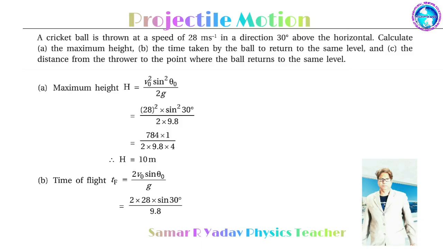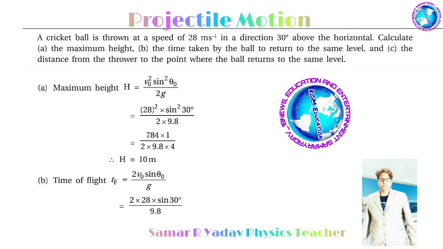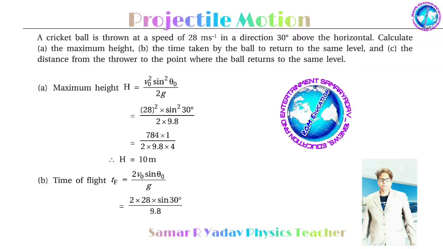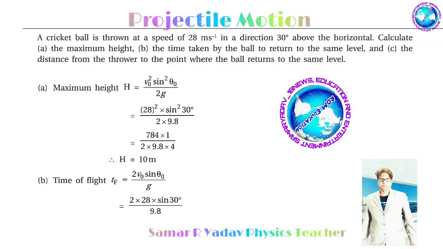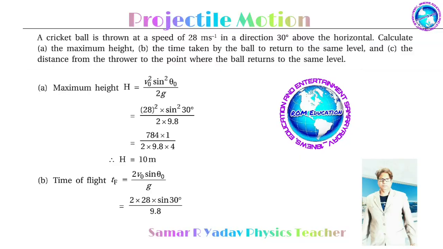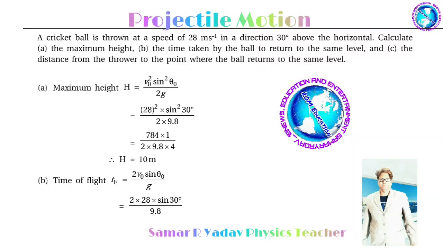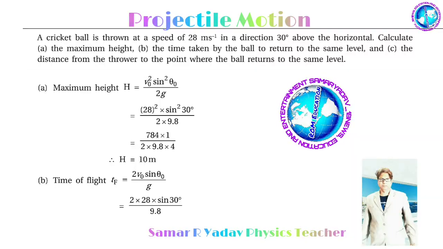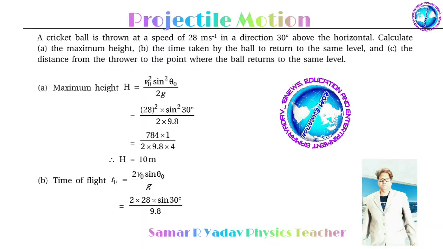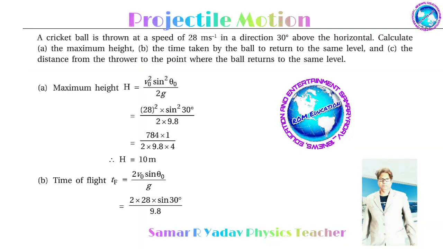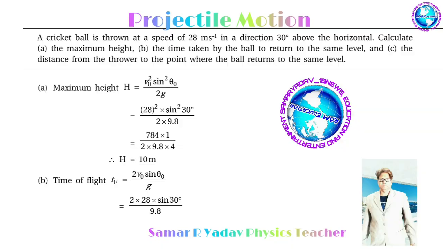A cricket ball is thrown at a speed of 28 meters per second in a direction 30 degrees above the horizontal. Calculate A. The maximum height, B. The time taken by the ball to return to the same level, and C. The distance from the thrower to the point where the ball returns to the same level.